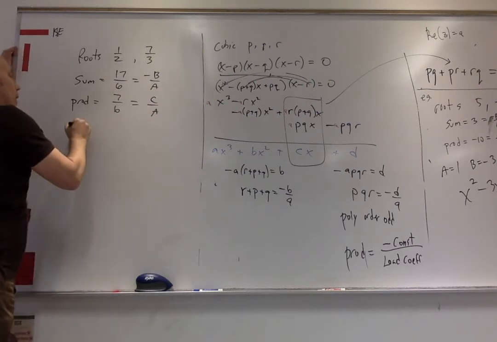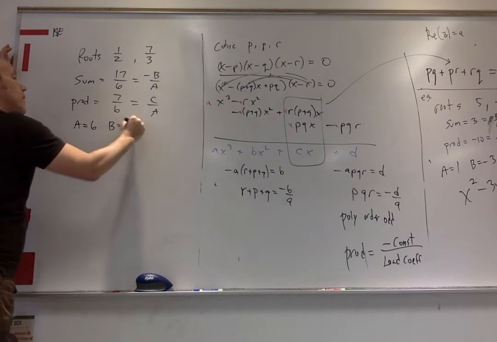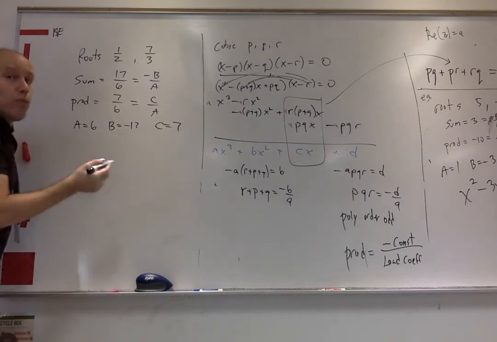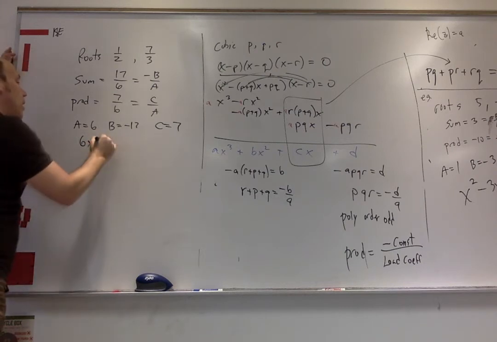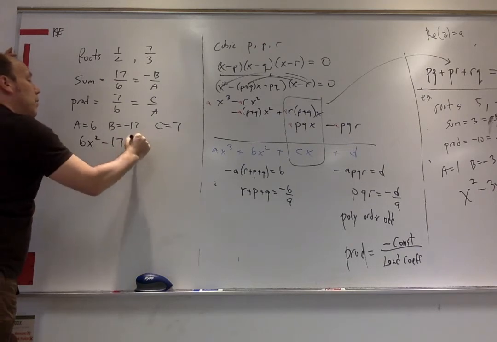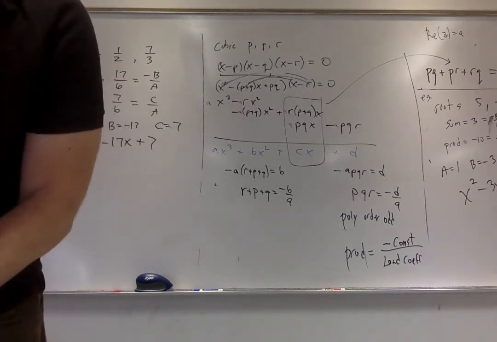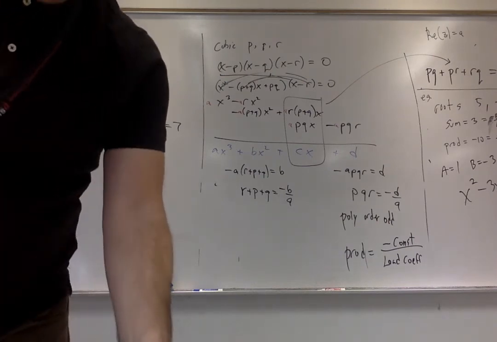So therefore, we're going to let a equal 6. We're going to let b equal -17. And we're going to let c be 7. Therefore, the quadratic from whence those roots came is 6x squared minus 17x plus 7. Let's try another one, and then let's look at that last book problem.